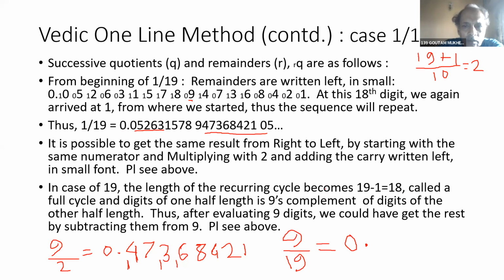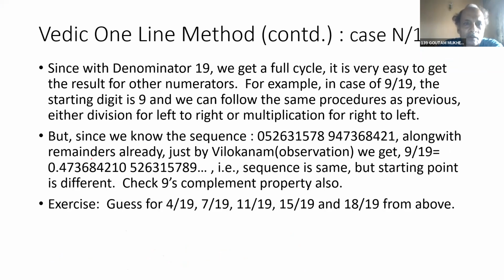Is this method only for division by 19? No, it will be any fraction with a denominator ending in 9. Can we have one more, like 29? Yes. These are actually things I told you can be done by guessing.